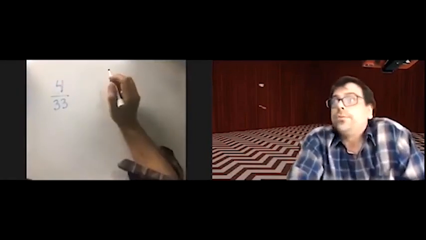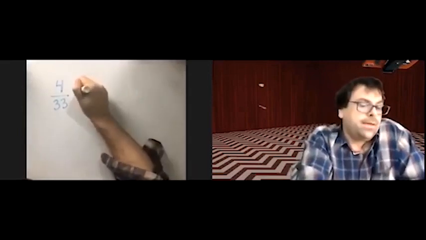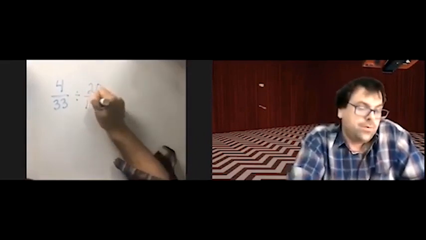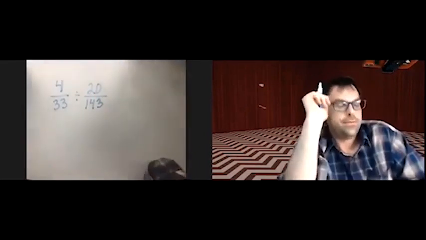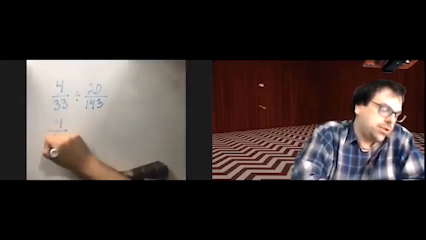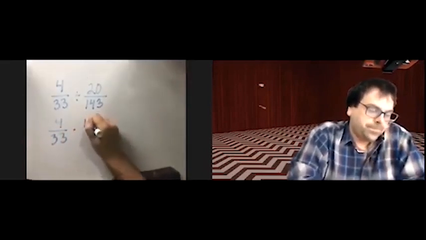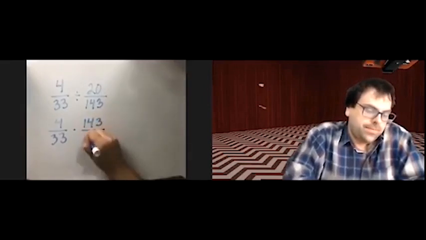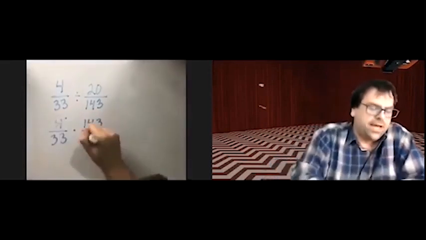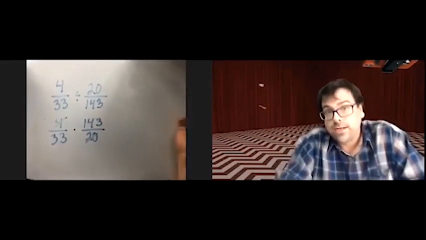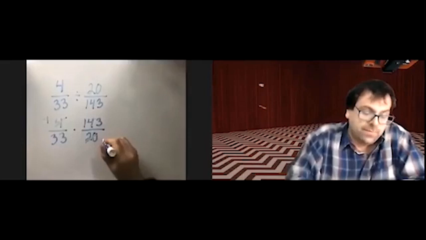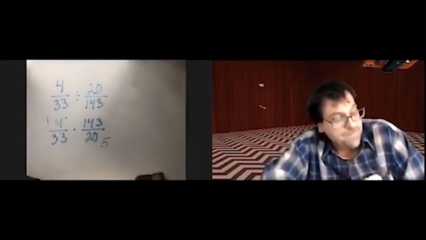Let's look at 4 over 33 divided by 20 over 143. Let's start, as always, with keep, change, flip. And these numbers are very large. We can start by canceling the 4 and the 20. Both are divisible by 4. 4 divided by 4 is 1. 20 divided by 4 is 5.